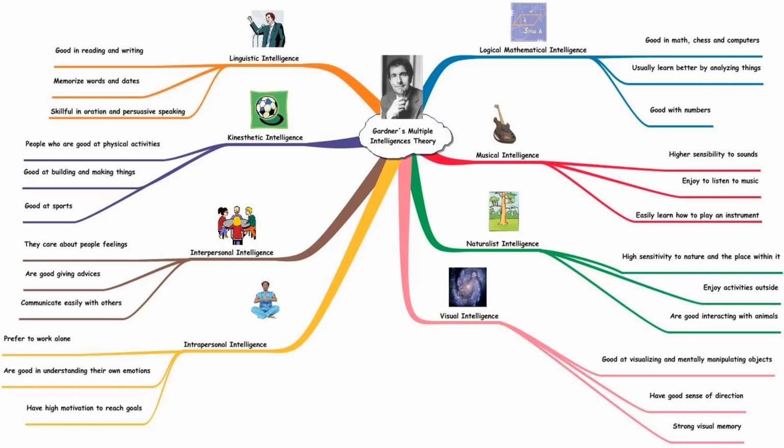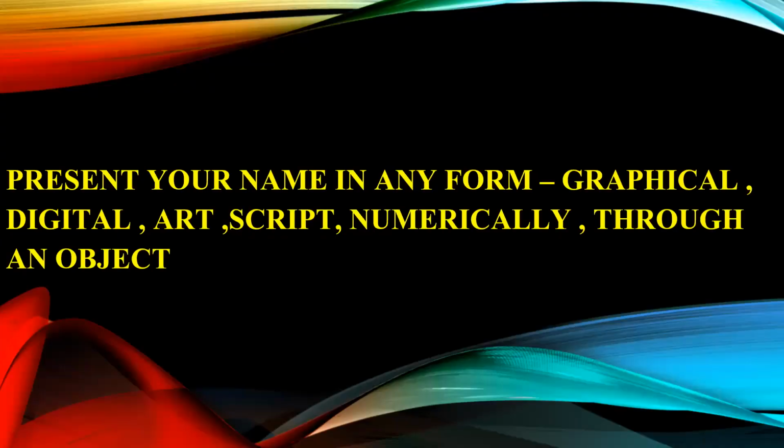And the next one is naturalist intelligence, high sensitivity to nature and one's place within it. They like to be in nature. They like natural things, enjoy activities outside, and are good at interacting with animals or birds like that. So we can say naturalist for them. Visual intelligence: they are very good at doing visual things or mentally manipulating objects, have a good sense of direction, and strong visual memory. We call it visual intelligence.